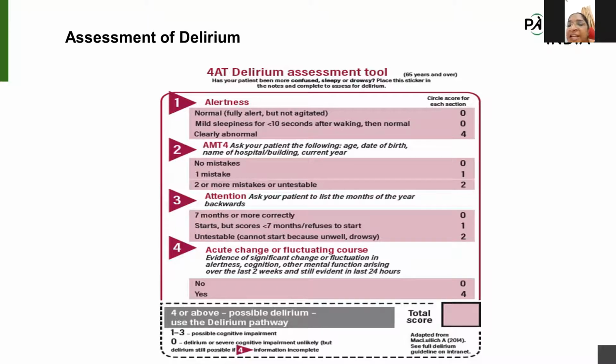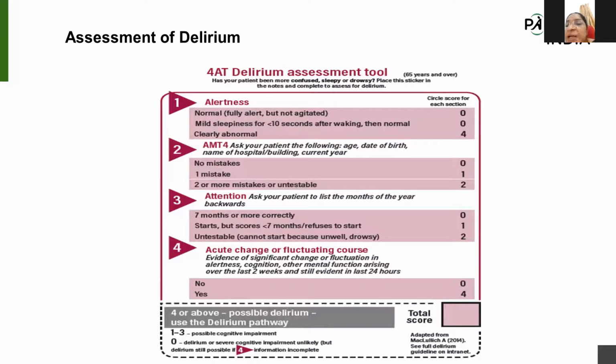The third one is attention. It's a little difficult, and whether we can apply this in a COVID kind of scenario is anyone's take. Here, to test the attention, people are asked to narrate the months backwards: December, November, October, like that. So starts but scores less than 7 months, or refuses to start, the score is 1. 7 months or more correctly, sorry, that is 0.